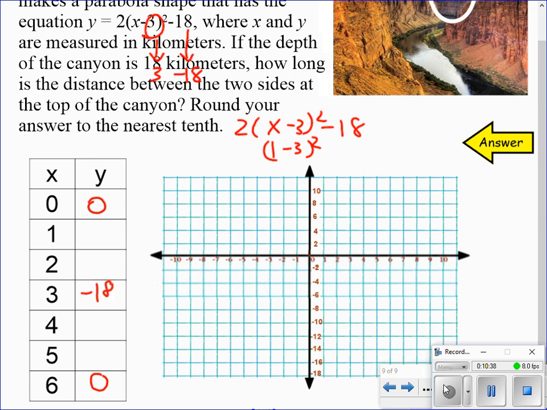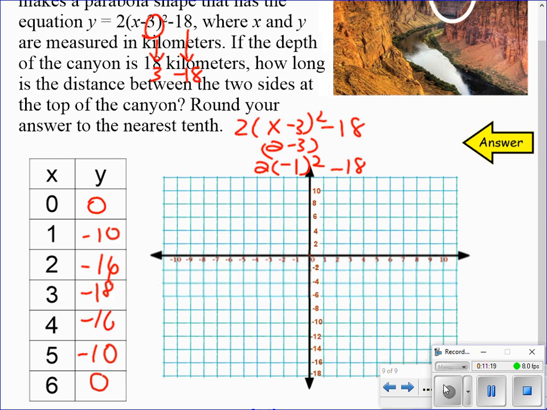Then I go to 1. 1 minus 3, which is negative 2 squared, times 2 minus 18. Negative 2 squared is 4. And 4 times 2 is 8 minus 18. That's negative 10. So I've got a value of 1, negative 10, which means that I also have a value of 5, negative 10. And then I've got 2. That's 2 minus 3. That's negative 1. Negative 1 squared is 1. Times 2 is 2. So 2 minus 18, that's negative 16.